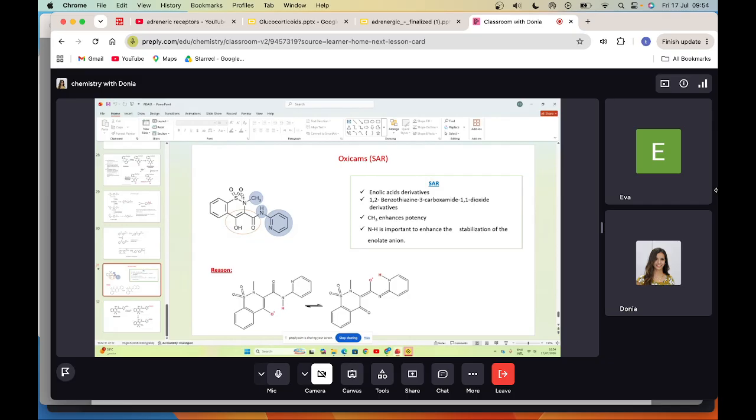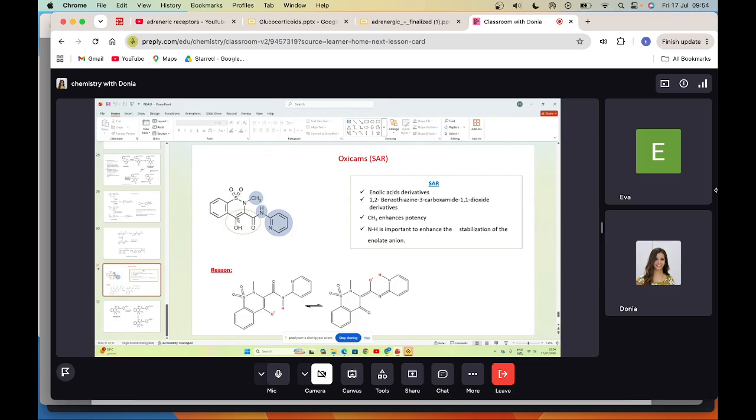What is very, very important for me in this part is that the oxicam is the only one throughout all the drugs that we have mentioned that does not have COOH. We said that all of them should have an acidic center, right? Here, the acidic center, if you are asked, is not the carboxylic acid group. It is the enolic acid.